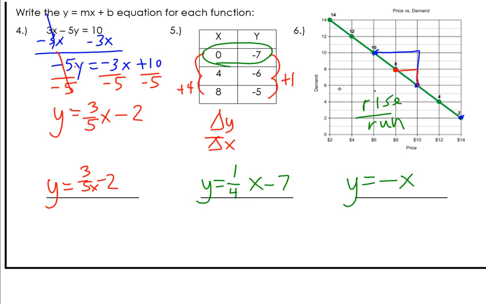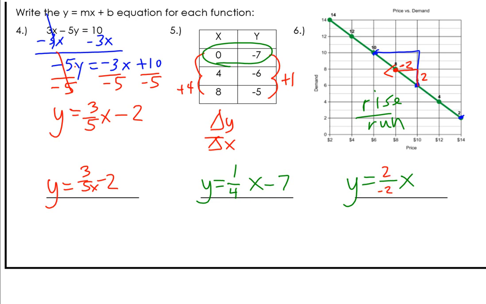If I start here, which on the horizontal axis is 6, and I rise up to 8, that's a change of 2. And if I run, I'm moving to the left, that's a negative change, from 10 to 8. From 10 to 8 is 2, but I'm going negatively. So the rise is 2 and the run is negative 2.